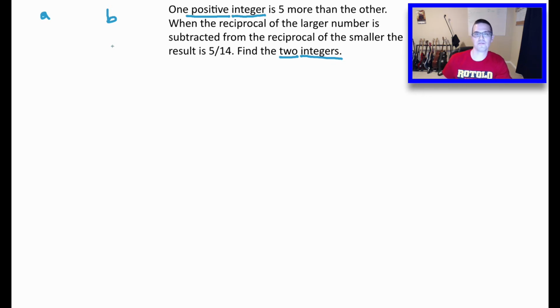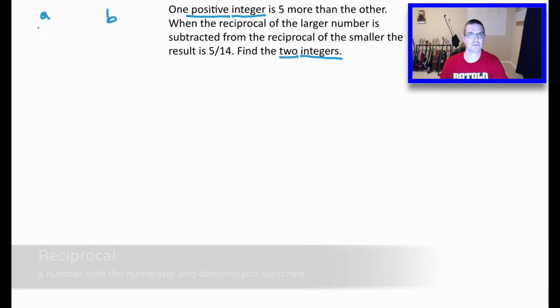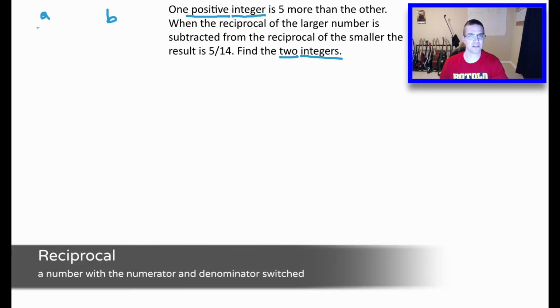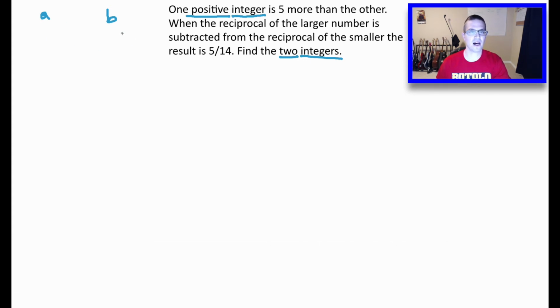When the reciprocal of the larger number, and reciprocal just means flip the numerator and denominator. A is technically A over 1, and B is B over 1, so the reciprocals would be 1 over A and 1 over B. And when they're subtracted from each other, it should equal 5/14. So let's break all this down.